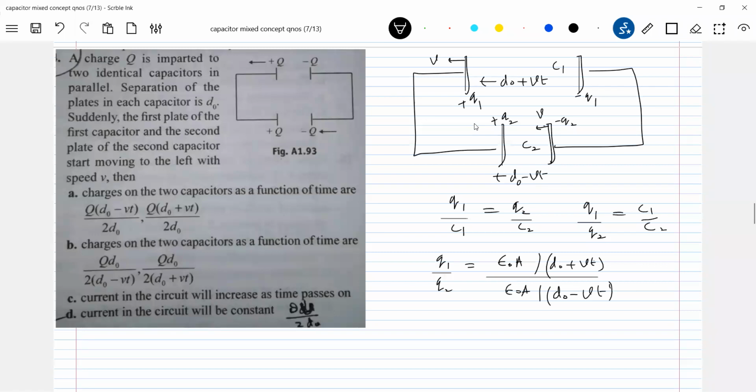For Q2, the separation decreases, no? It is moved with a constant speed. So the separation becomes D naught minus Vt. So this will be Q1 by Q2 with D naught minus Vt.